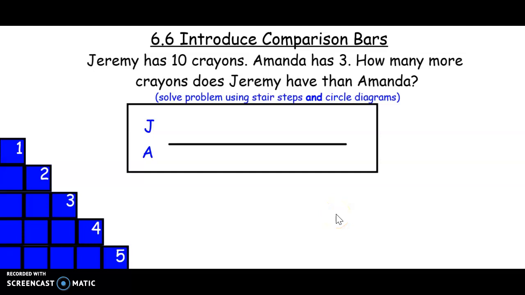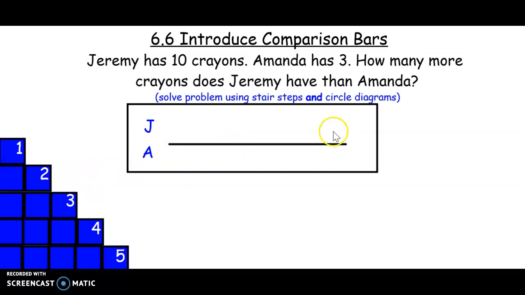We are introducing comparison bars. We've been setting ourselves up in the last 5 lessons to get to this point. The first step is to compare two known quantities. Here we have Jeremy has 10 crayons and Amanda has 3. How many more crayons does Jeremy have than Amanda?